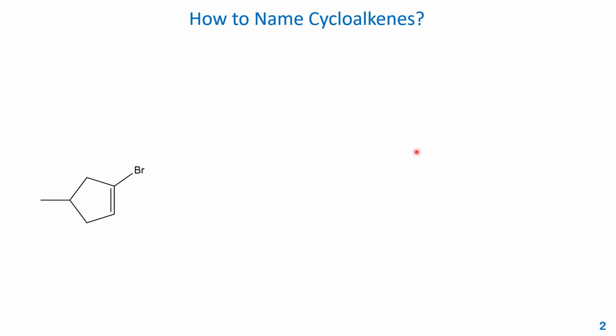Now let's talk about the cycloalkenes. So when you have a double bond in the ring, how do you name it? The core here is a cyclopentene, but you have two substituents. One is a bromo, one is a methyl.